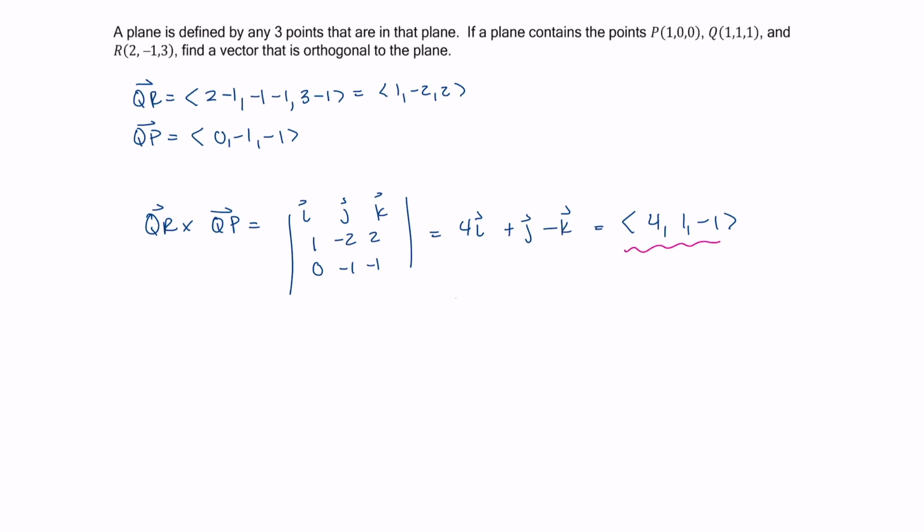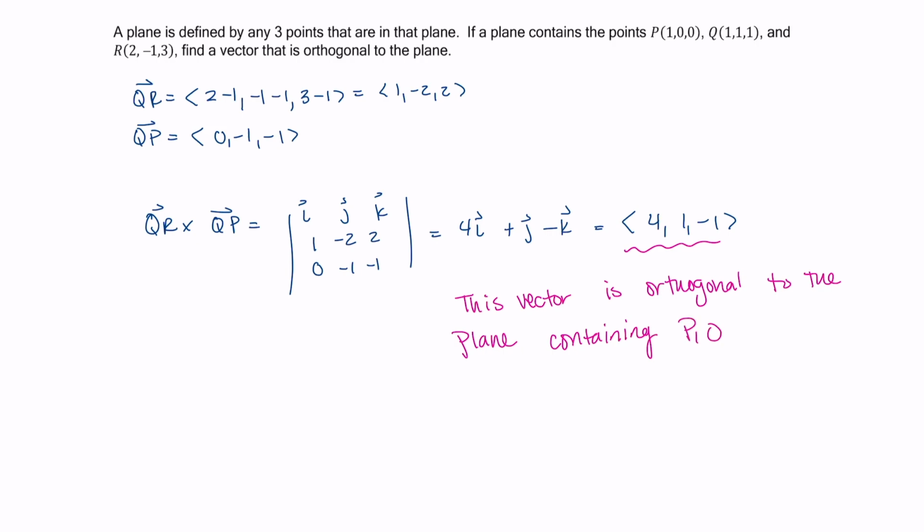All right, so this vector here is orthogonal to the plane containing P, Q, and R, since it's orthogonal to QR and QP. And again, you could have chosen to use any other vectors. I could have used RP or RQ or PQ. I just picked QR and QP.